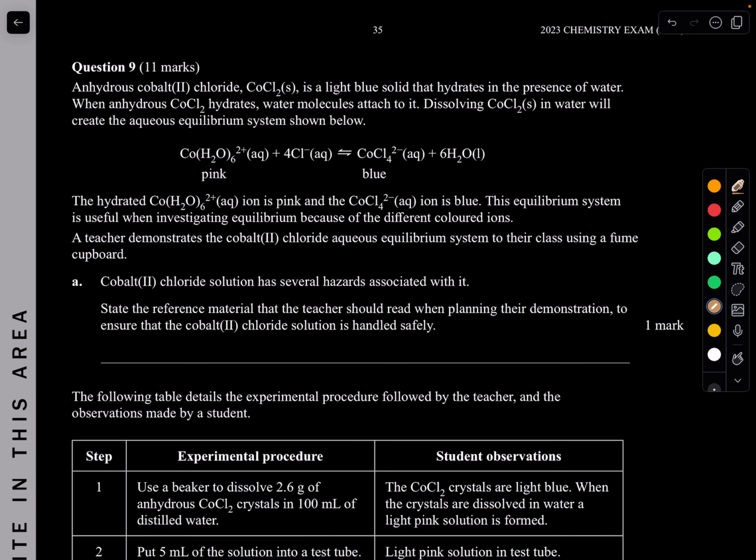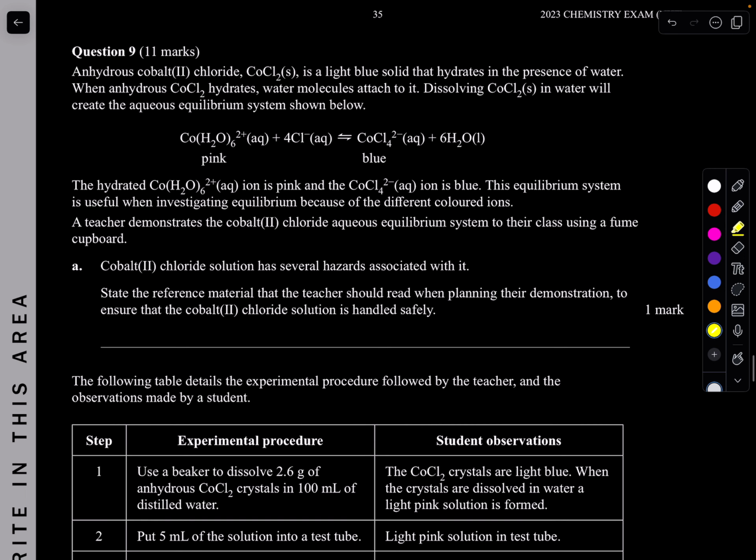Anhydrous cobalt(II) chloride is a light blue solid that hydrates in the presence of water. When this hydrates, water molecules attach to it. Dissolving that CoCl2 in water will create an aqueous equilibrium, the system shown below. So they actually simplified it for us. The hydrated Co(H2O)6 2+ aqueous is pink, and CoCl4 2- aqueous is blue. This equilibrium system is useful when investigating equilibrium because of the different colored ions.